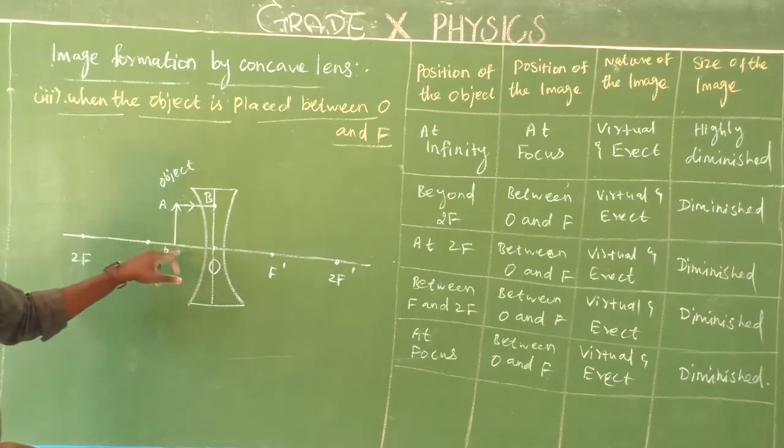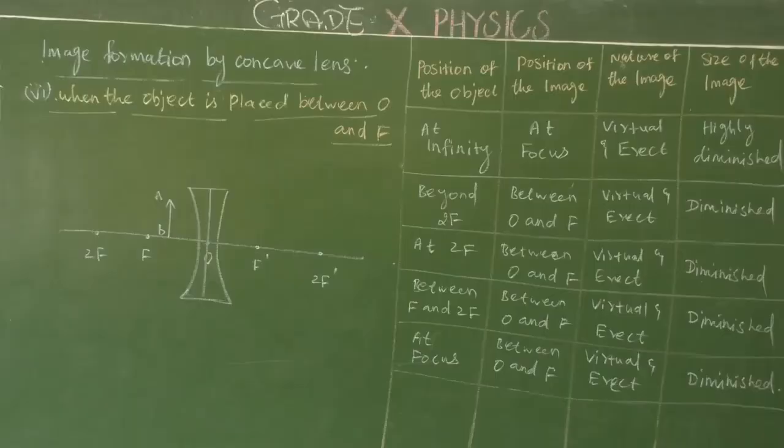Last condition, object is placed between O and F. So this is the top of the object A, bottom of the object.